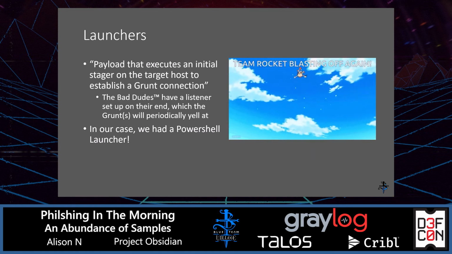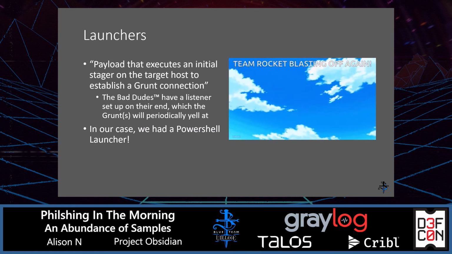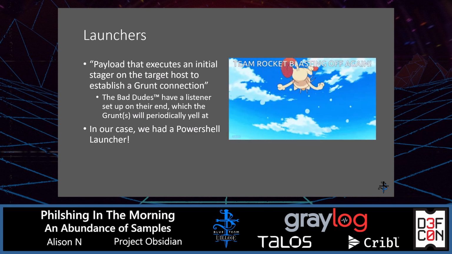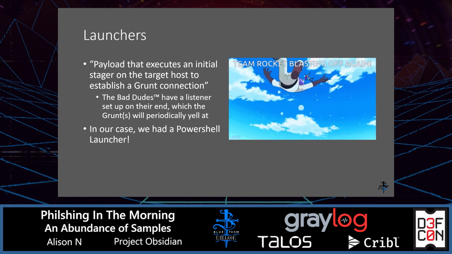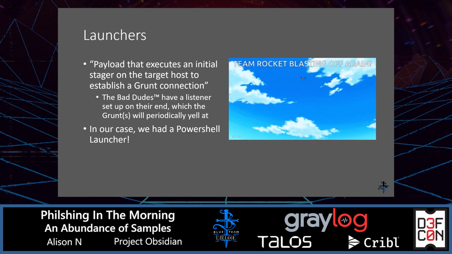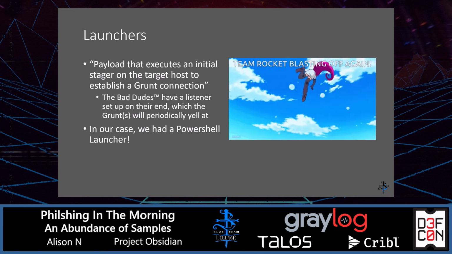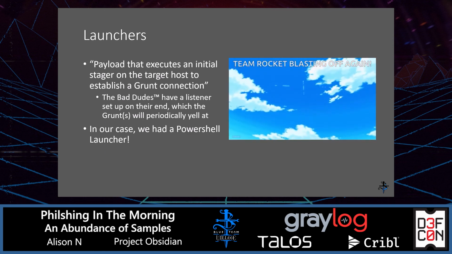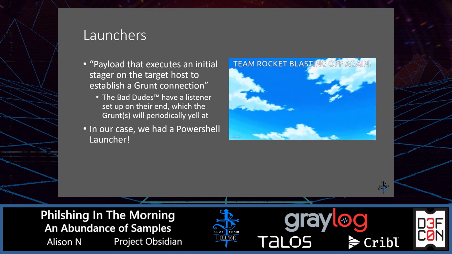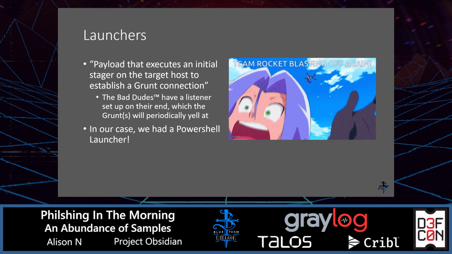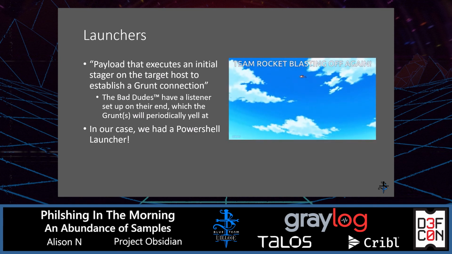So within the context of what we've seen thus far, we have a launcher, which is a payload that executes an initial stager on the target host to establish a grunt connection. So our PowerShell script that we have is our launcher. It contains that binary, that initial stager that we want, and that's going to execute it onto the system, in which that grunt connection, the threat actors or penetration testers or whoever's on the other end will have a listener set up in which the grunts will periodically yell at.